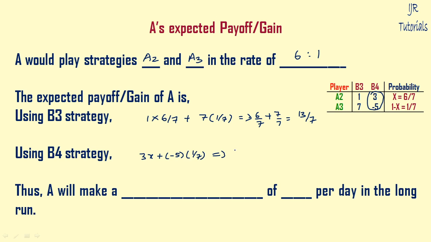That is equal to 18 by 7 minus 5 by 7, that is equal to 13 by 7. See, in both cases it is 13 by 7 and 13 by 7. So these are the two things. And now we need to check whether B is having 13 by 7.